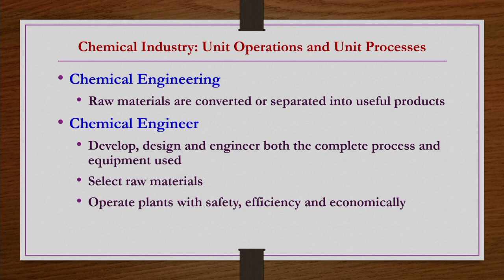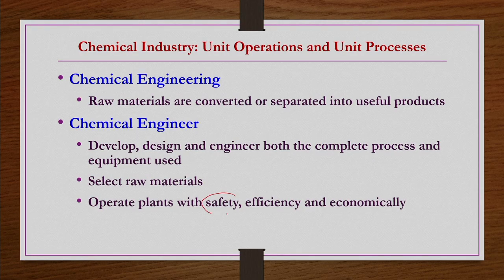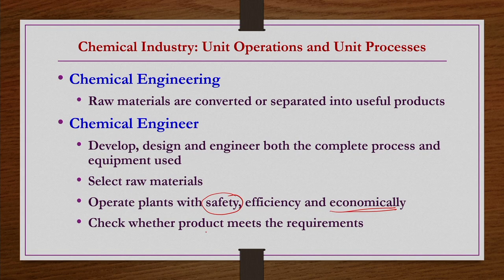Then operate plants with safety, efficiency and economically. Safety is very much essential for the people working in the plant as well as the nearby area of the plant. And economically also it is very essential to make sure that the plant operates under profitable conditions. That also has to be taken care of by the chemical engineers, who also check whether the product meets the requirements of the consumer or not.